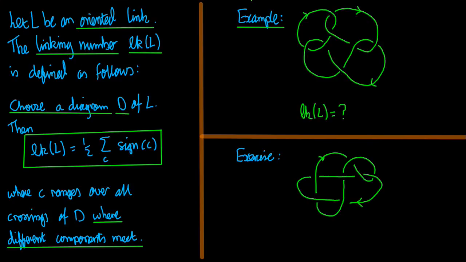I think you should have a go at pausing and working out the signs for yourself. I'll just go ahead and do it. So what am I doing? I'm drawing the arrows coming out of every crossing, because then it makes it easier for me to see what the signs are going to be. And now I work out the signs.